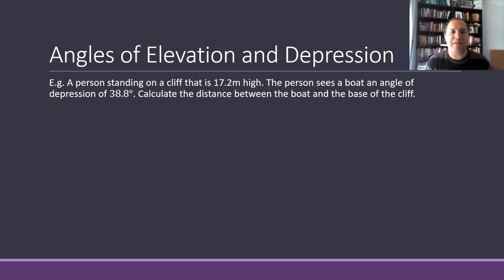All right, doing another example, we've got a person standing on a cliff that is 17.2 meters high. The person sees the boat at an angle of depression of 38.8 degrees. Now I have to calculate the distance between the boat and the base of the cliff. So once again, we'll draw our diagram. Let's say there's our cliff with our person at the very top.